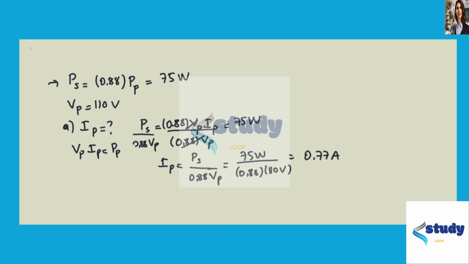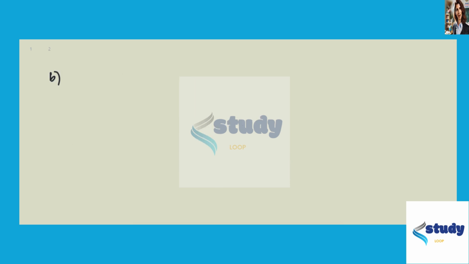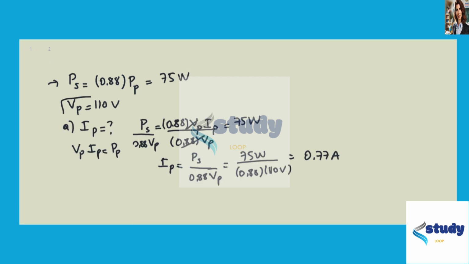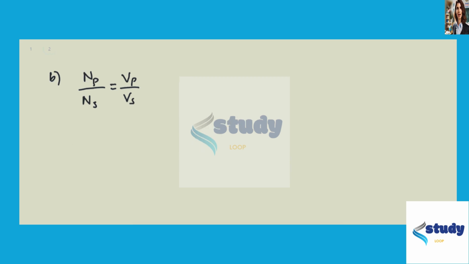Now in part B, we are asked to find the ratio of the number of turns in the primary portion to the number of turns in the secondary. As we know, this is proportional to the primary voltage divided by the secondary voltage. We know the primary voltage, 110 volts, but we haven't calculated the secondary voltage yet. In order to answer this question, we need to do that, right?